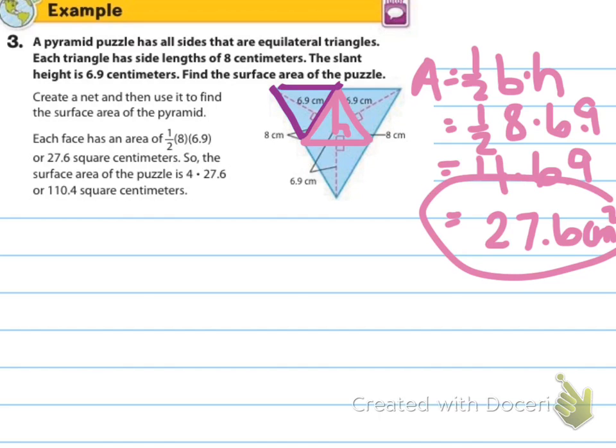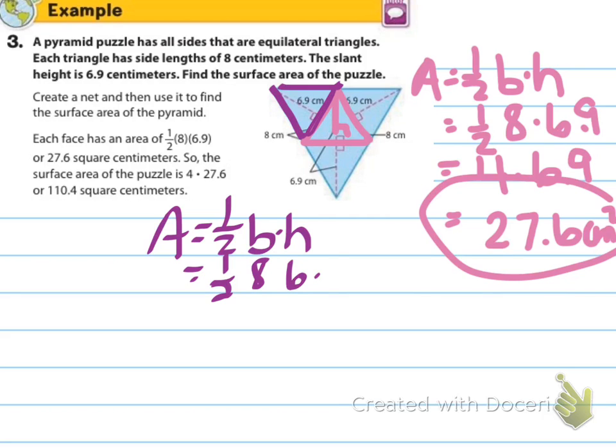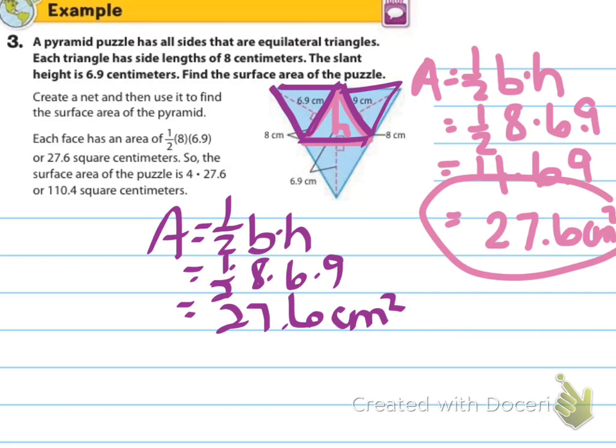Now I'm going to do the same thing with this side. So we've got area equals 1/2 base times height. The base is 8, the height is 6.9 again. I already know I don't need to do any more math, so I'm not going to fry my brains over this. Every one of the sides is identical. I've got a base of 8 and a height of 6.9.